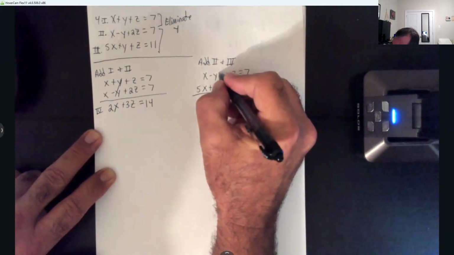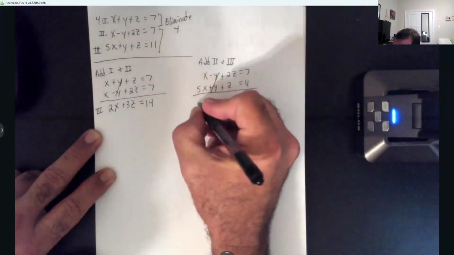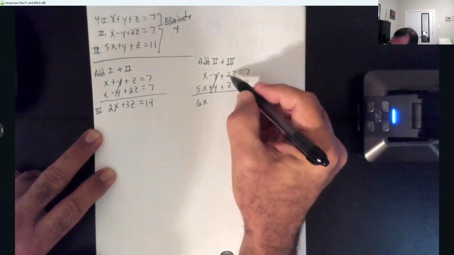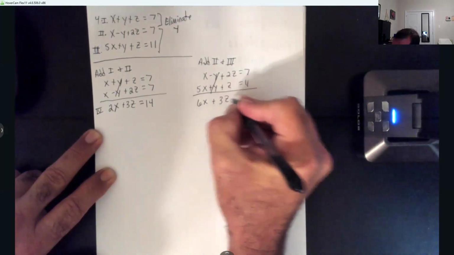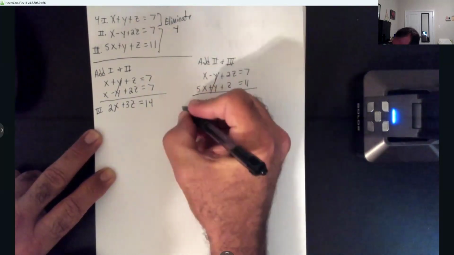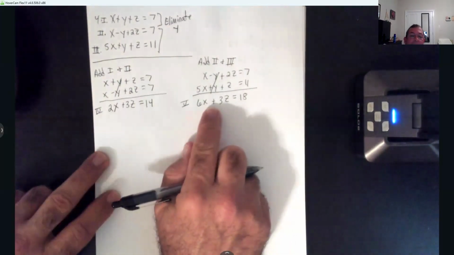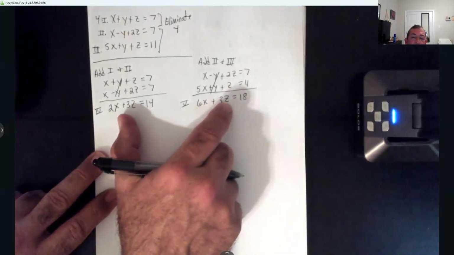Now y'all look at that. The y's cancel again. So 1 and 5 give me 6x's. 2 and 1 give me 3z. And that's going to equal 7 and 11, which is 18. So technically that would be my 5th equation. So there's 1, 2, and 3. Now I got 4 and 5.